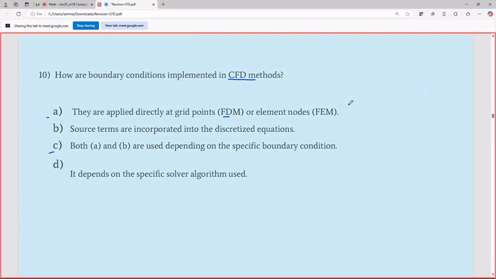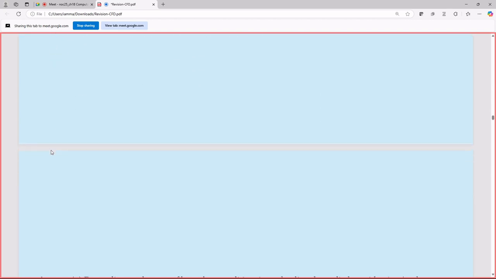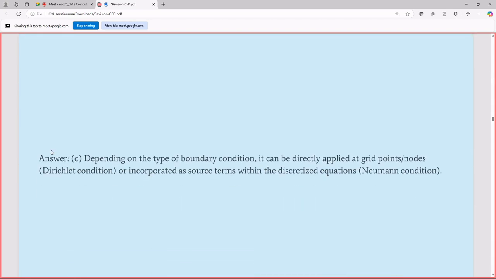The answer is option C. Both A and B are used depending on specific boundary condition, because giving boundary condition directly at the grid points is called Dirichlet method, and incorporating it as source terms within the discretized equation is called Neumann method. So both options A and B are true, which is given at option C.